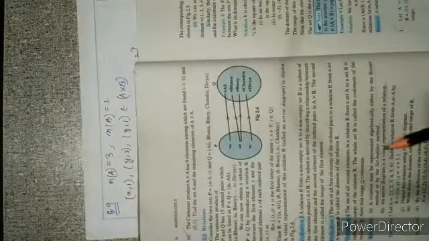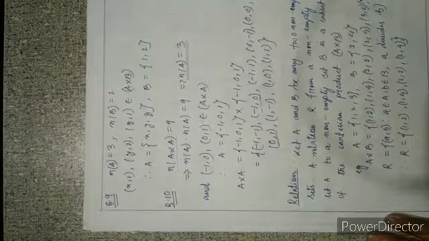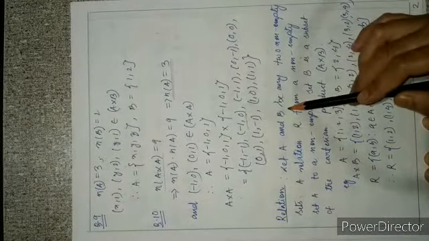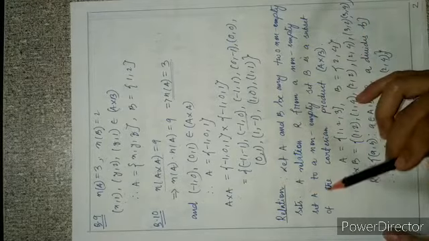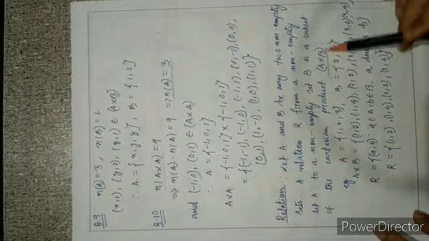Next topic, let's define relation. Relation. Let A and B be any two non-empty sets. A relation R from a non-empty set A to a non-empty set B is a subset of the Cartesian product A cross B.